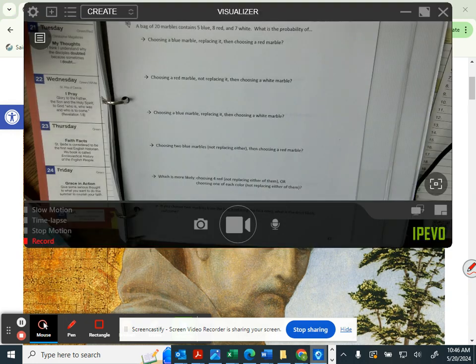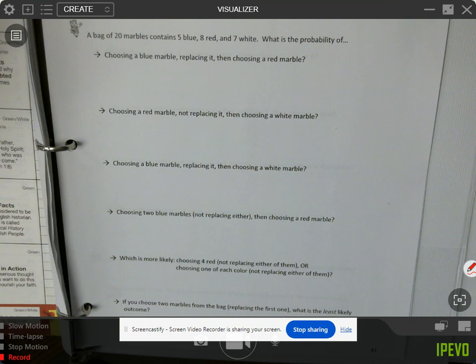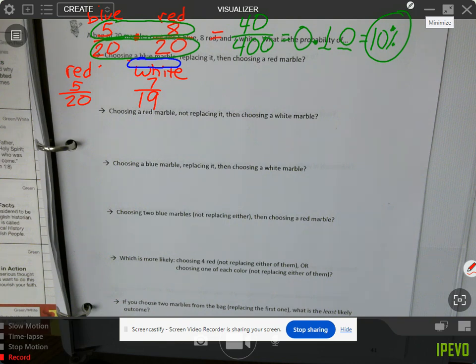Oopsie. It's the wrong button. All of my work just disappeared too. All right, so, oh goodness gracious, that's just going crazy on me. It is glitching on me.